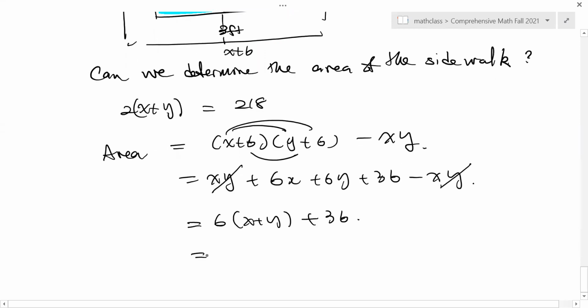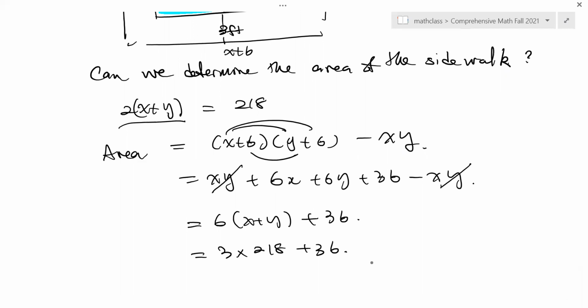Okay. So I know 2 times X plus Y is 218. Of course, I know 6 times X plus Y is 3 times that, right? 3 times 218. Okay, so let's calculate. I use my calculator. 218 times 3 plus 36 is 690.